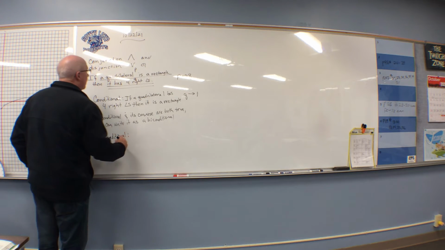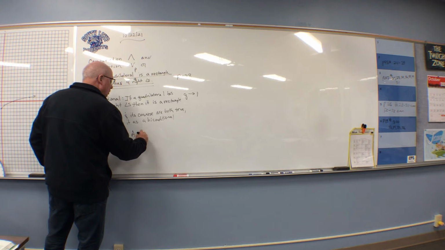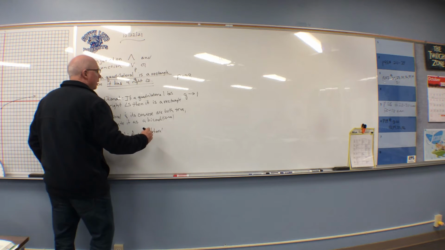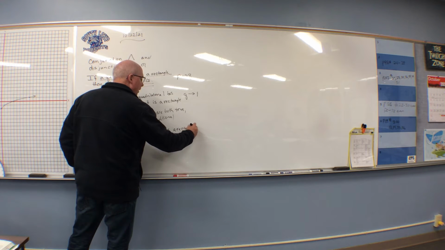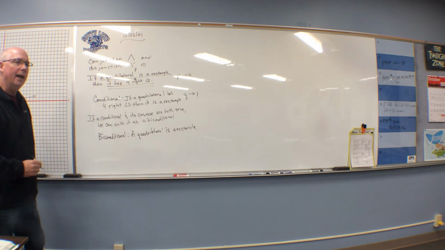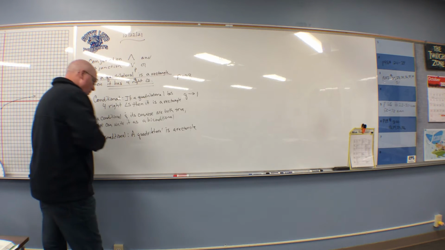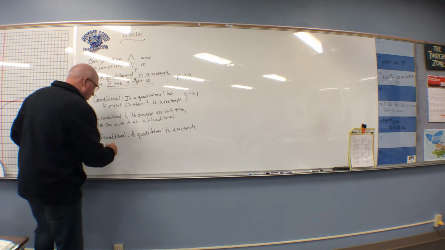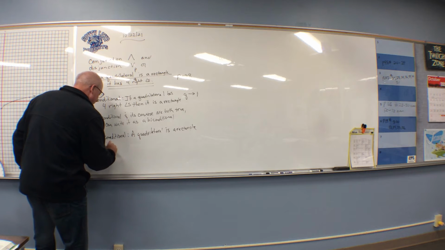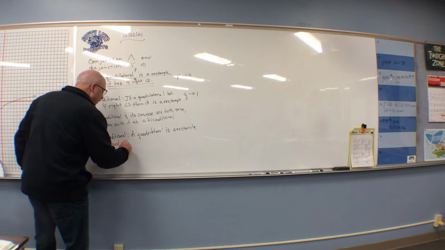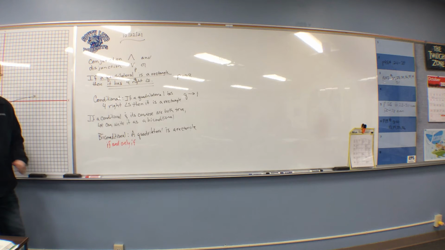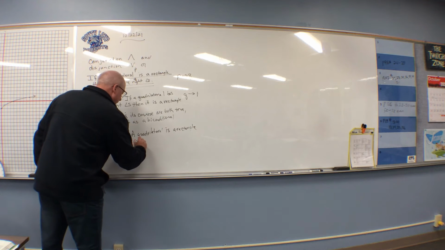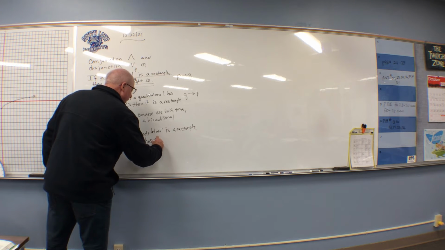Here we go. A quadrilateral. Notice we don't start out with if. A quadrilateral is a rectangle. So we start with the original hypothesis. Does everybody see that? And here's the words that you need to write. This is what makes it a biconditional mathematically. If and only if. Notice I use red because those are the words that we add. If and only if it has 4 right angles.